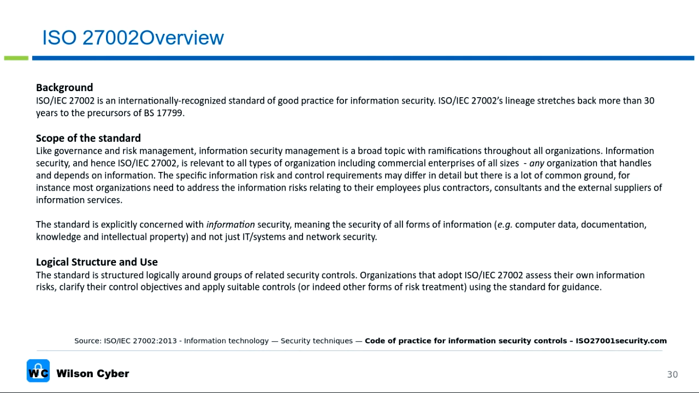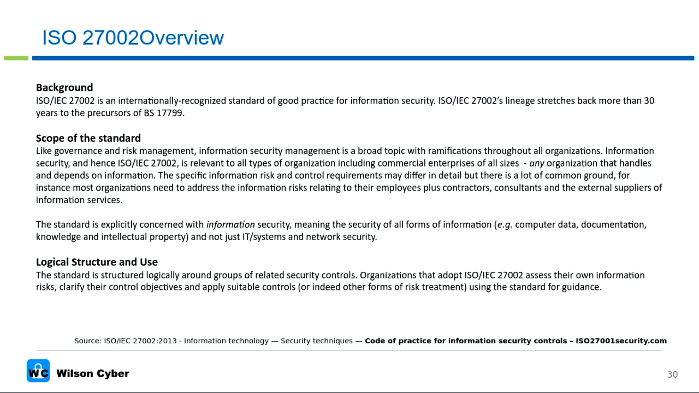So ISO is an international standard of good practice for information security. ISO 27002's lineage goes back more than 30 years to precursors of British Standard 7799. Like governance and risk management, information security management is a broad topic with ramifications throughout all organizations. Information security, and therefore ISO 27002, is relevant to all types of organizations, including commercial enterprises of all sizes, any organization that handles and depends on information.